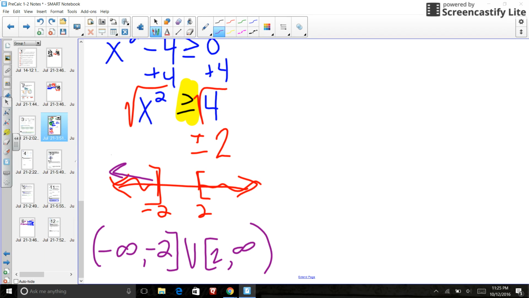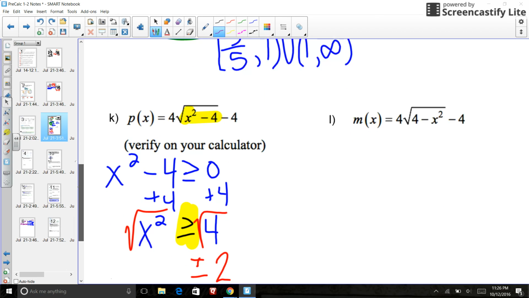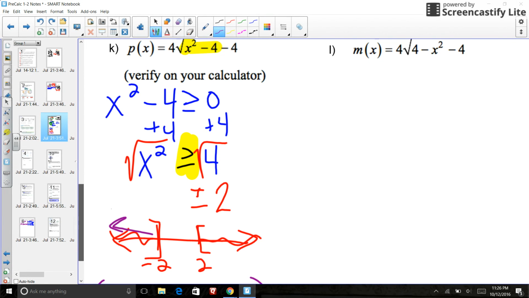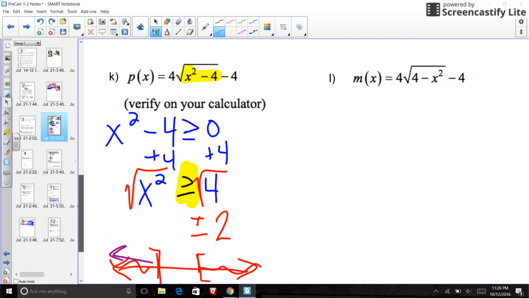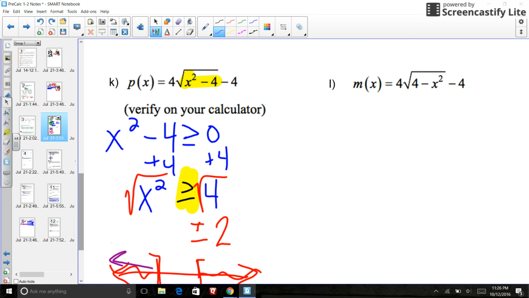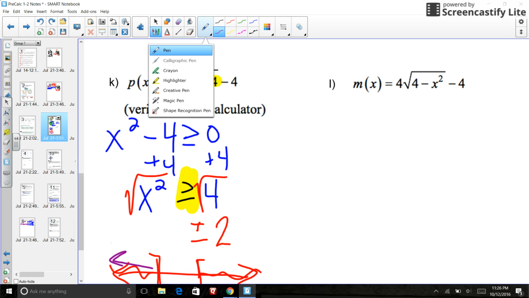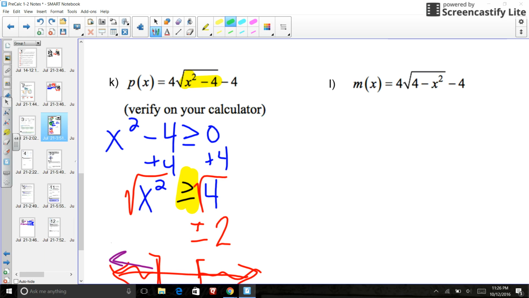Awesome. All right, one more, and then I'm going to bed. Let's see, what is it? M of x equals 4 times the square root of 4 minus x squared, minus 4. Oh my gosh, it looks almost exactly the same. Do you notice what changed? All that changed is this.